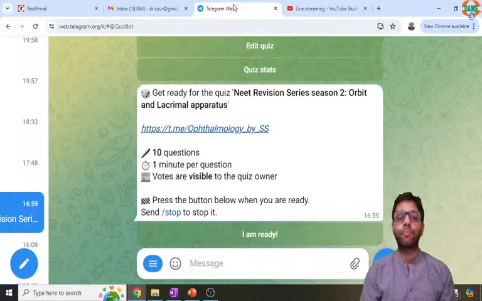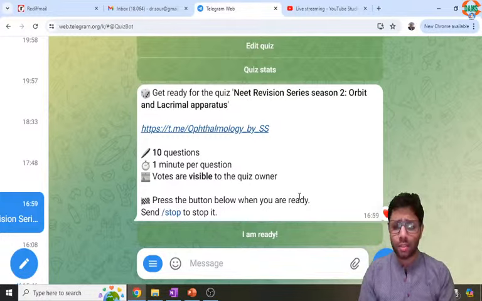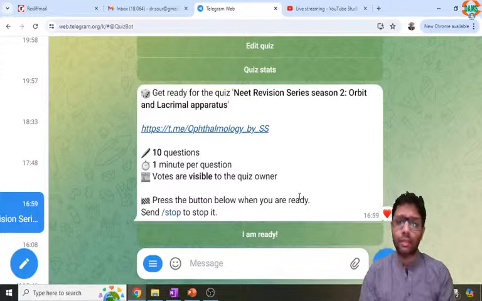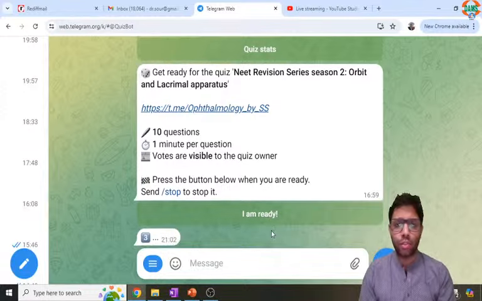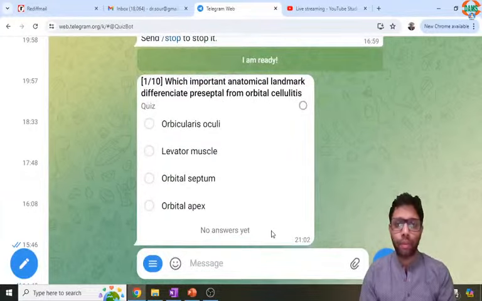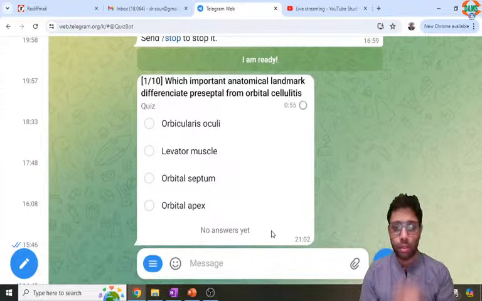Okay, so I'm ready to give the test in the same manner as the tests you have given before. There are 10 questions as usual on orbit and lacrimal apparatus. This is the second session topic-wise test. The first question is, which important anatomical landmark differentiates preseptal from orbital cellulitis?